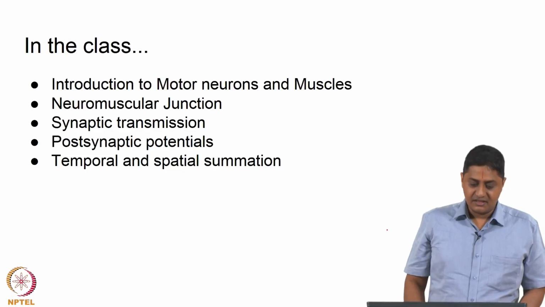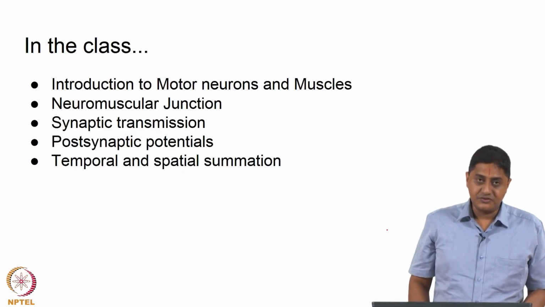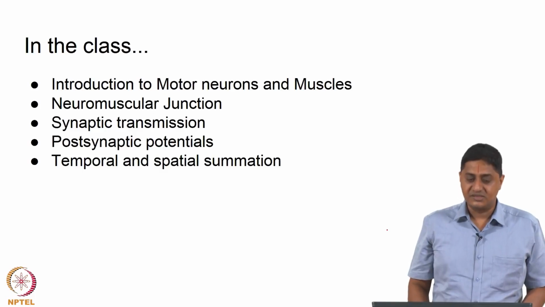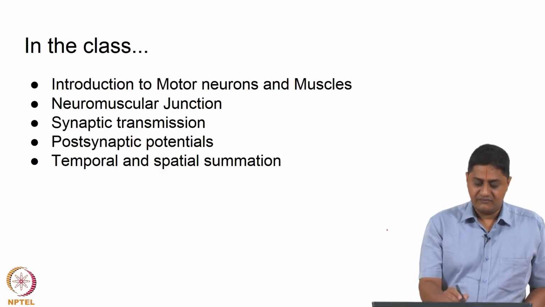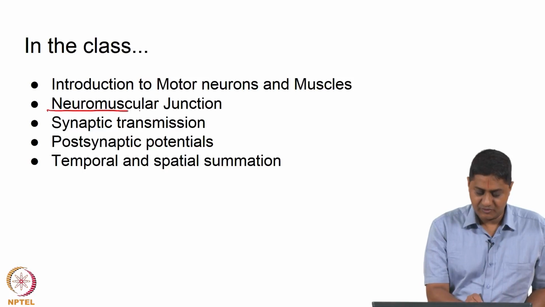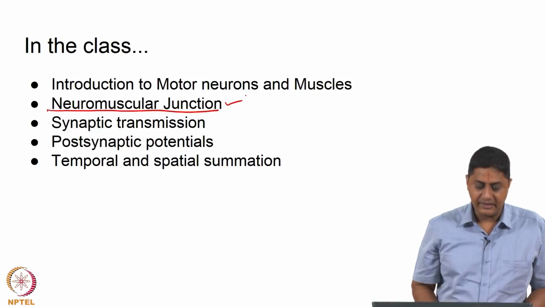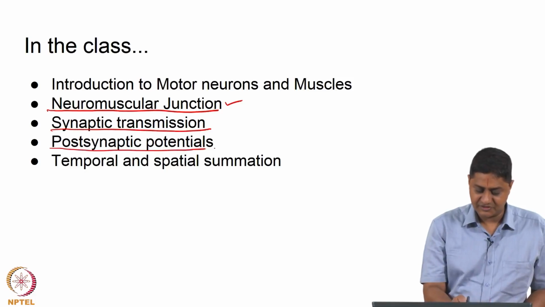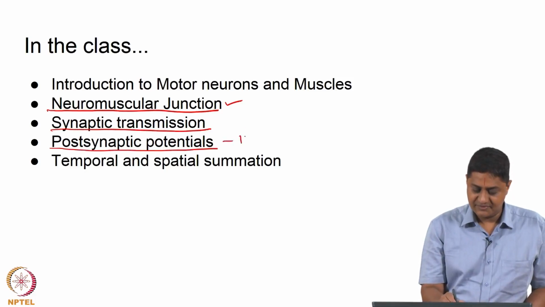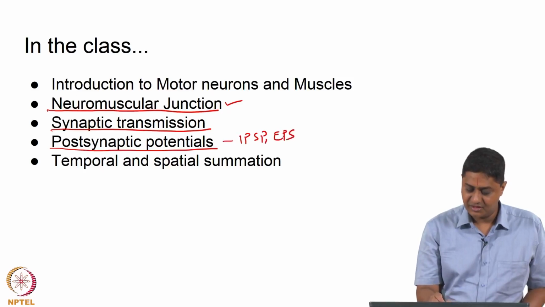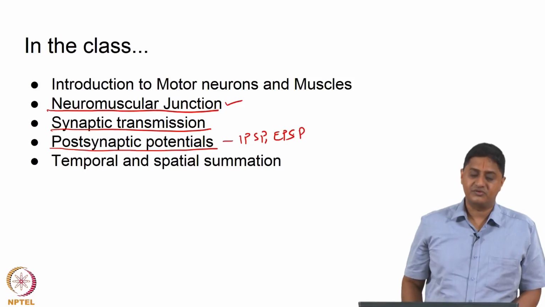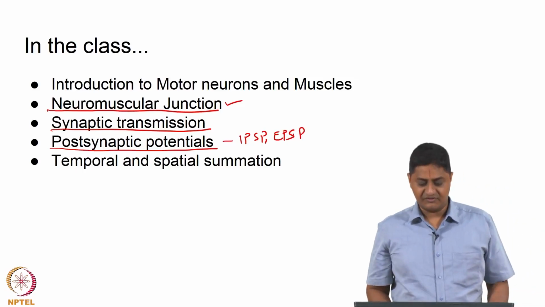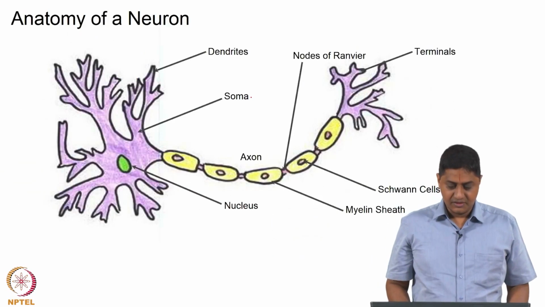In this class, we will be introducing the notion of motor neurons and introducing muscles and muscle fibers. We will discuss the concept of neuromuscular junction in relatively good detail, and we will discuss synaptic transmission. We will discuss postsynaptic potential and its types, IPSP and EPSP, an inhibitory postsynaptic potential and excitatory postsynaptic potential, and temporal and spatial summation, right.